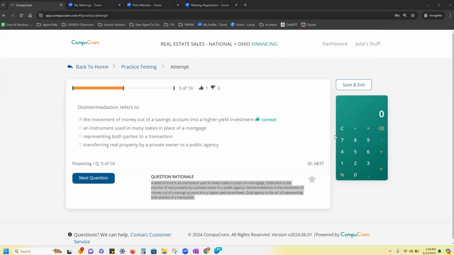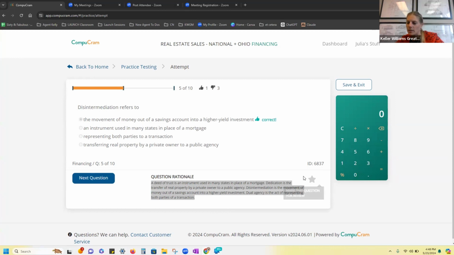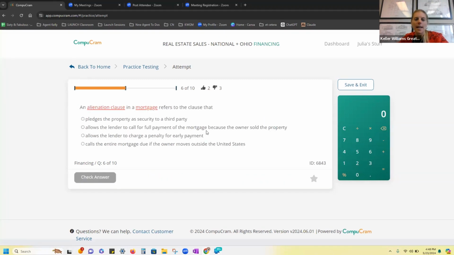Cool. Good job. So disintermediation is the movement of money out of a savings account into a higher yield investment. All right, next question. An alienation clause in a mortgage refers to the clause that A, pledges the property as security to a third party, B, allows the lender to call for full payment of the mortgage because the owner sold the property.